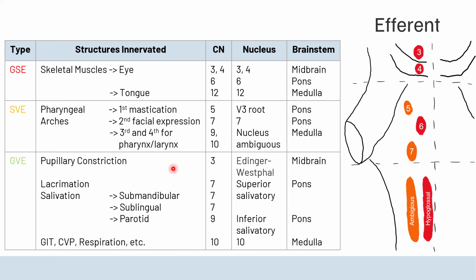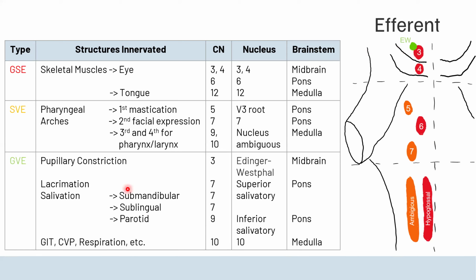So the Edinger-Westphal nucleus, which you can find right here, basically sits on top of the nucleus for the third cranial nerve, and it gives it its parasympathetic supply. This is going to travel to the ciliary ganglion, which will then give branches to the ciliary muscle to cause pupillary constriction. Okay? Is that clear?